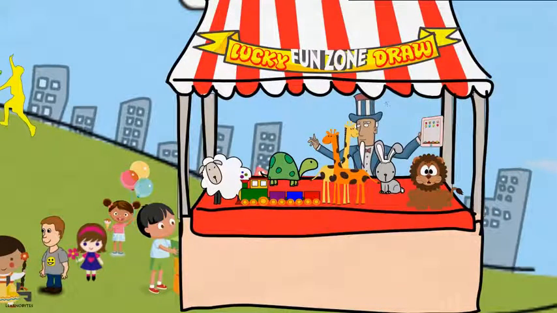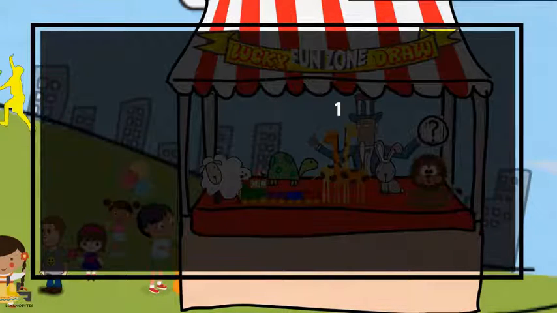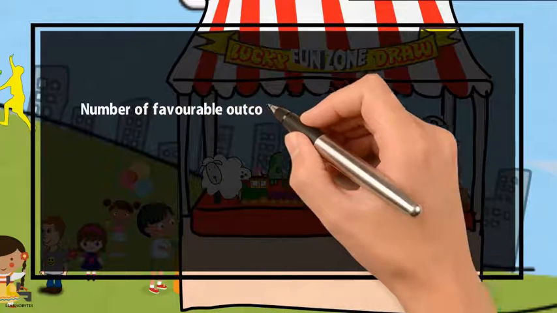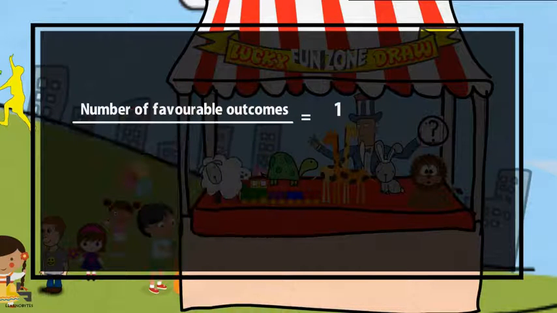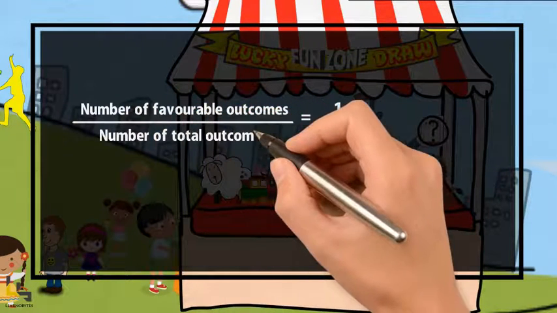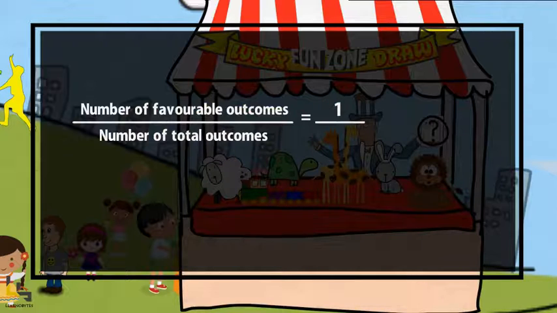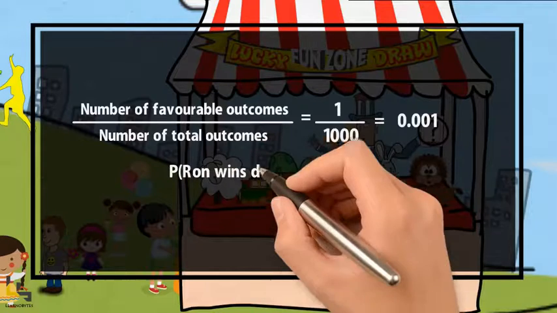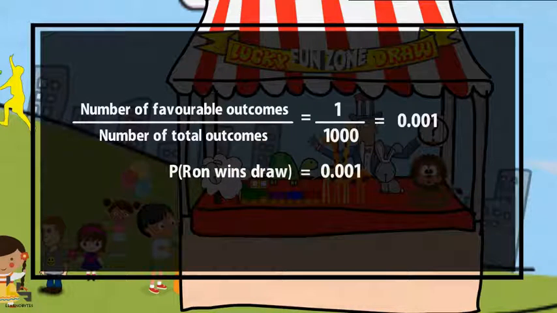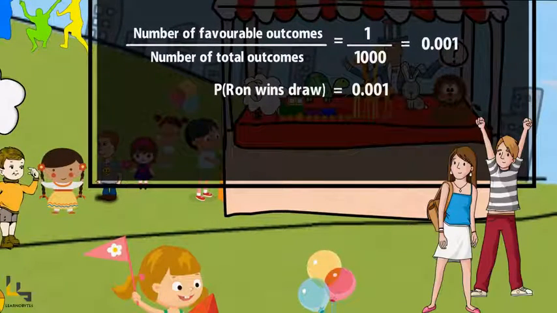Now, tell me, Ron, what is your probability of winning the lucky draw? Since only one ticket will be drawn from all the tickets to find the lucky winner and just one ticket belongs to me, there is one favorable outcome. So, the probability of my winning the draw is just 1 out of 1,000 or 0.001. Very good, Ron. You have understood the concept of probability.